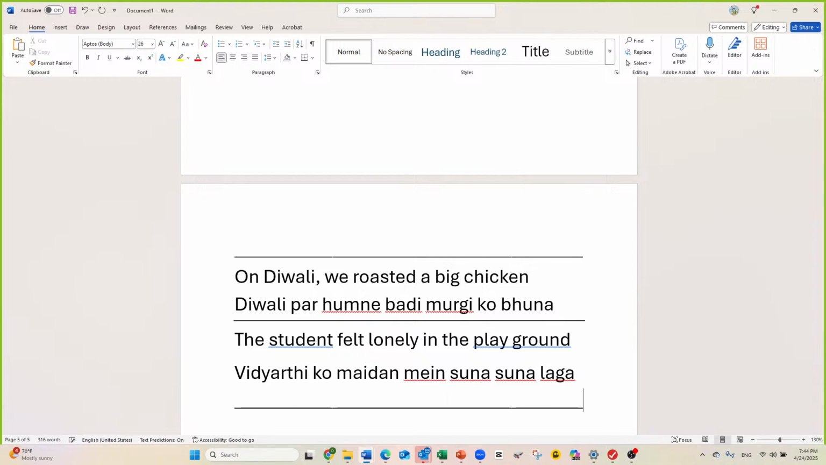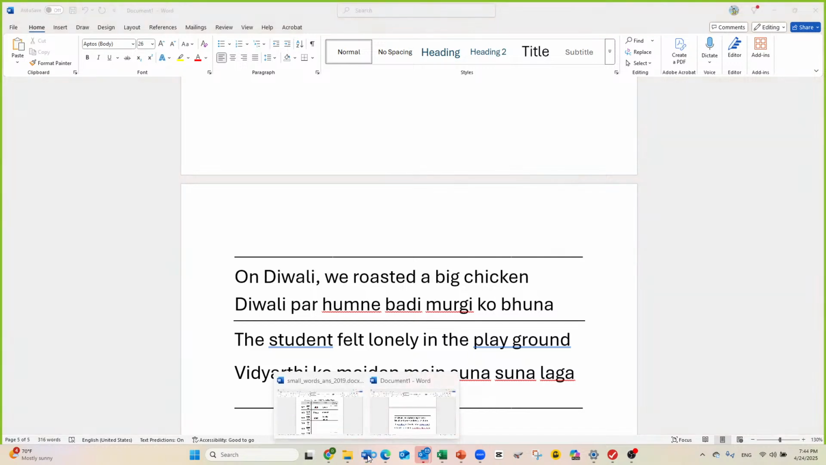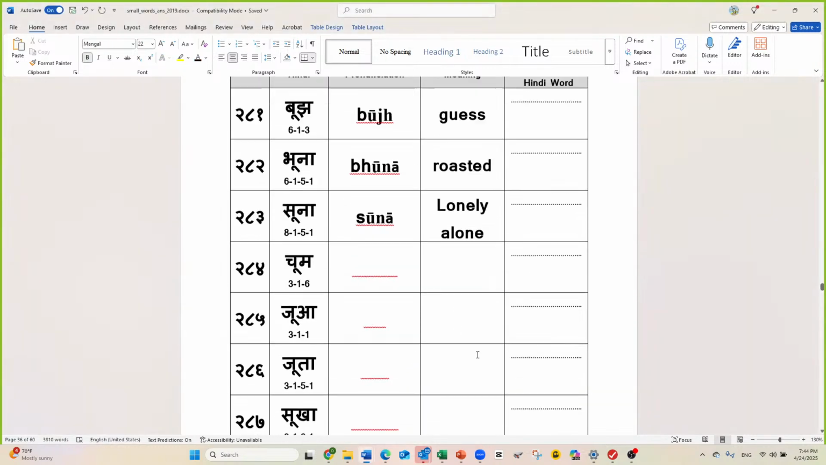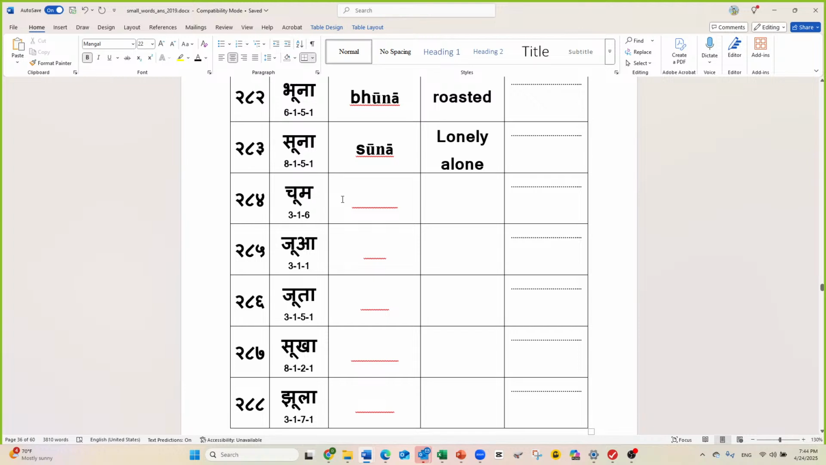Now this suna suna doesn't really mean that there were no people in the playground. It could be that there are many people and you still feel lonely, right? That could also happen. So suna suna is always referring to a feeling which a person feels. Okay, so that is suna. I think we are just about at time, so we will not do any more sentences. We'll just check the words. Give me the next word.